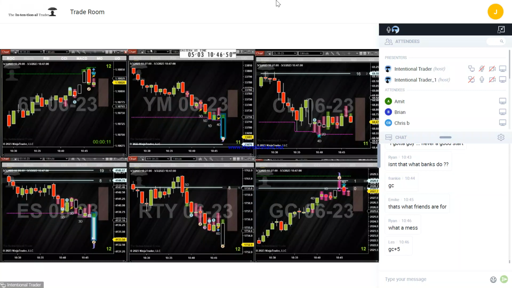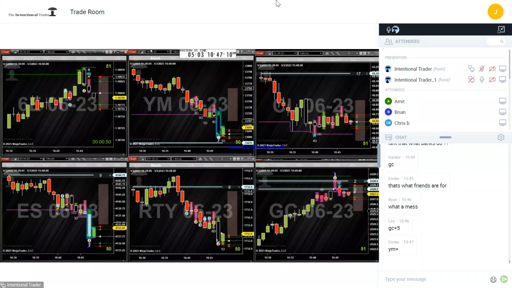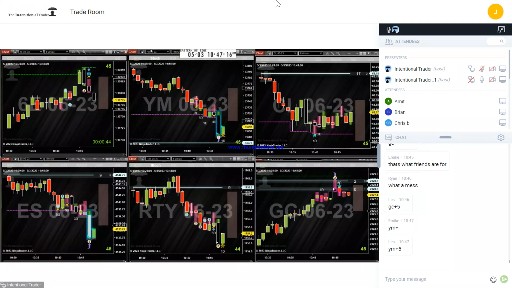Watch this, the ES and the YM. Either one of them is available for our naked speed tick trade. So I bought the ES. Could have bought the YM, but I could only buy one because they both hit at the same time. Plus 5 on the YM, and on the ES, and if you bought the YM, plus 5 on that too.